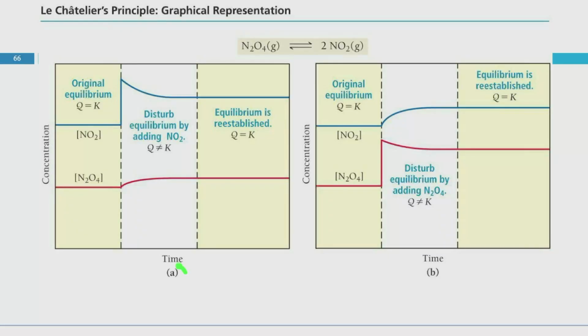So in our example A, we've got our NO2 concentration. We spike our NO2 concentration. That's our product. So NO2 concentration goes up, and it'll slowly decrease the concentration as it shifts to the left until we reestablish our equilibrium. And then B is just adding in reactant instead of product. Showing those concentrations slowly changing over time.